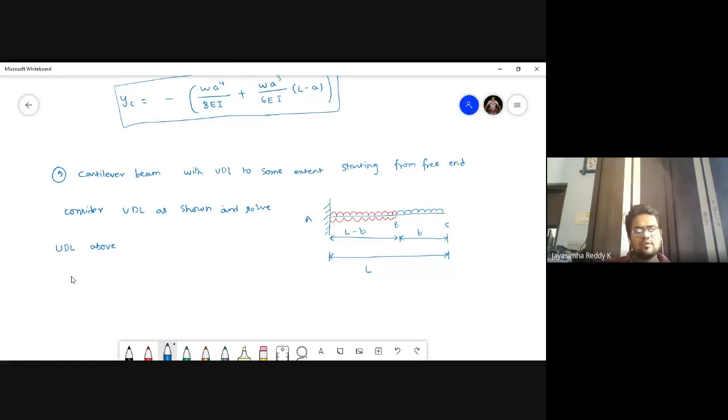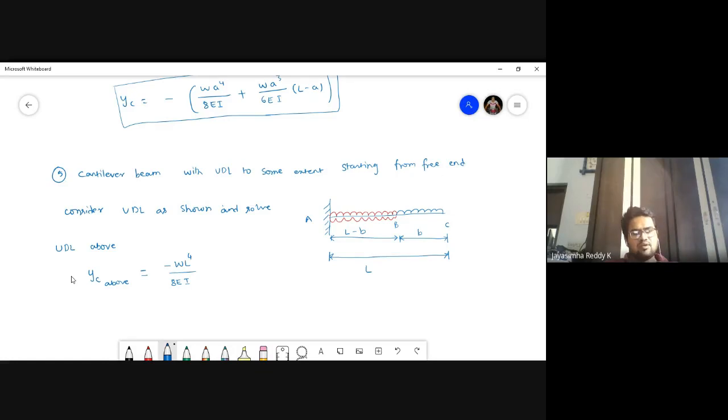So what will be YC? YC means deflection at C. So I write YC above, just for our reference. YC above is equal to this. We have solved this, students. When we have the full UDL, we already know how to solve it, and that equation is WL power 4 by 8 EI. You can refer to the second type of example. We have already seen this.